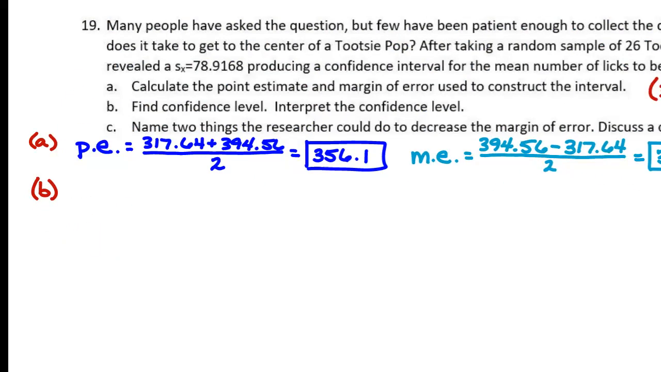I know it's a confidence interval, but I don't know if it's a 90% confidence interval or an 80 or 95 or 99. I'm not sure, but I do know what the margin of error is. I do know what n is, and I do know what the standard deviation is. So I have almost everything needed to calculate the margin of error.